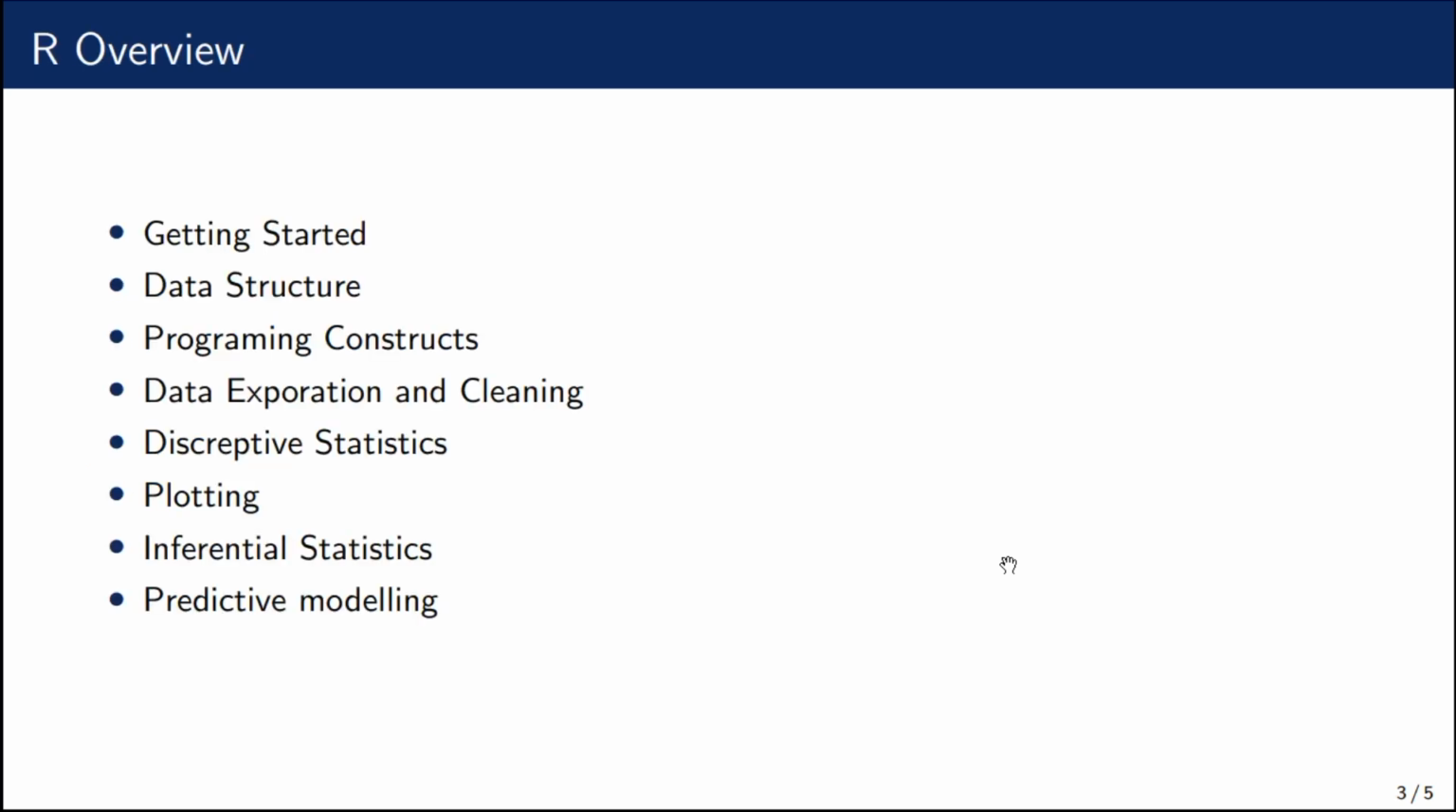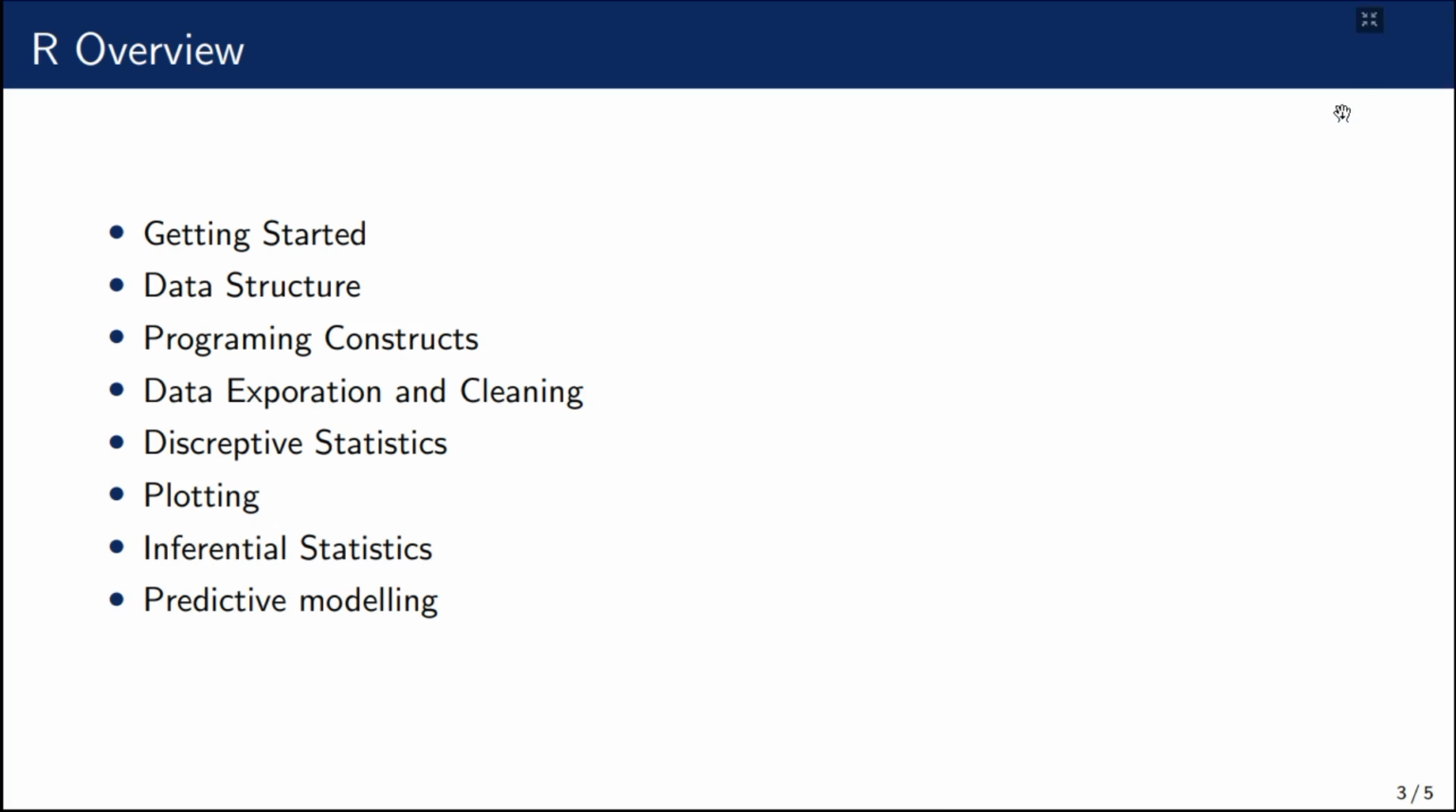So this R and SPSS training program, you'll be starting with R, right? What you'll be doing in R is about eight bullets that you can see on the screen. You'll be doing getting started, which covers arithmetic, and data structures, which covers the types of atomic data types, programming constructs, data exploration and cleaning, descriptive statistics, plots and inferential statistics, and predictive modeling, right? This is what we'll mainly be discussing in R.